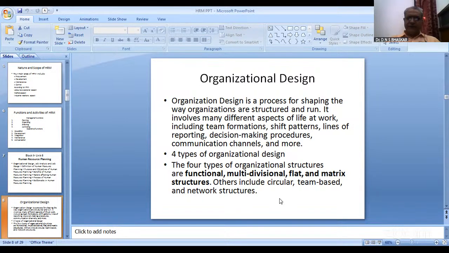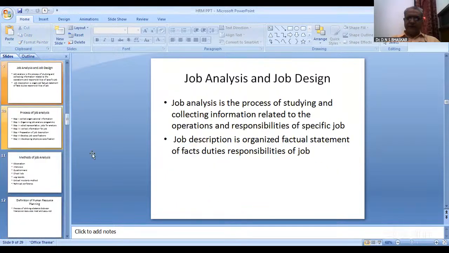And other peculiar designs are team-based designs, networking designs, and so on. These are the various organizational designs. And then when we completed this, we understood about job analysis and job design. I hope this is also in the previous class. This is the process of studying and collecting the information relating to a particular operation and the responsibility of a specific job structure, and so on and so forth.